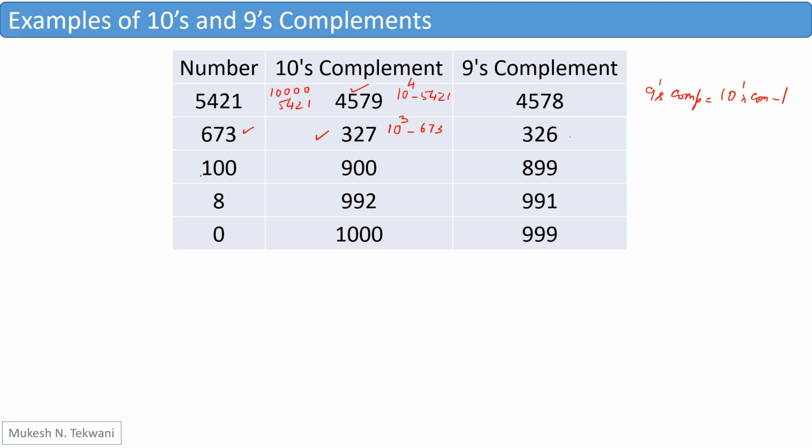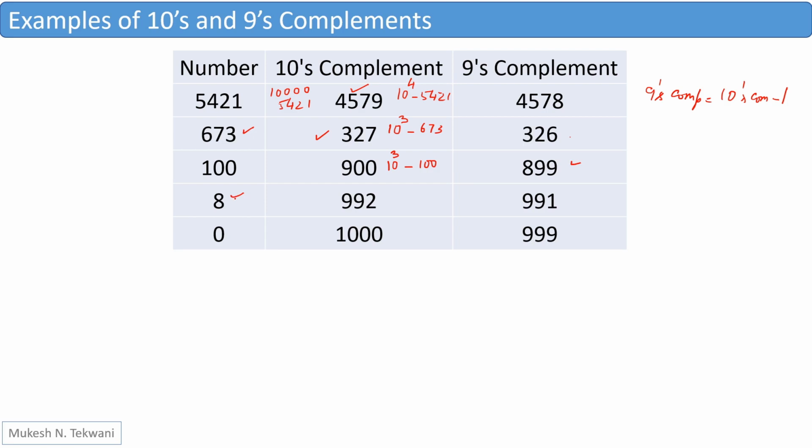Look at this number 900. This has 3 digits, and therefore we will find the tens complement as 10 raised to 3. So this 3 is the number of digits in our given number. So 10 raised to 3 minus 900, that is 1000 minus 900, that is 100. So this part is easy. Now observe this. This is a tricky part.